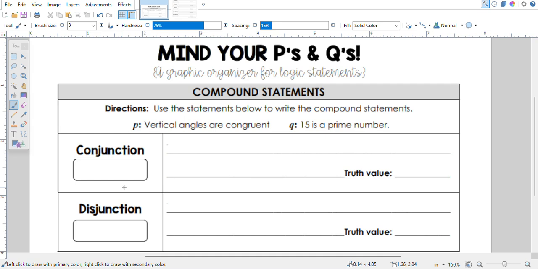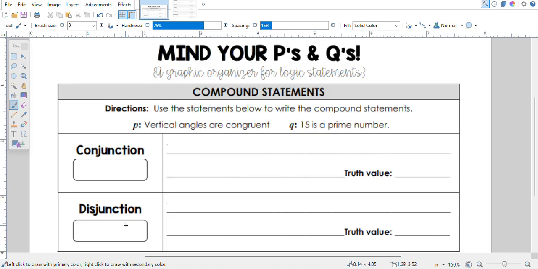Hey everybody, this is Mr. C, and today we are going to look at logic statements. The first type of logic statements we're going to look at are called compound statements. And we have two types here. We have conjunctions and we have disjunctions.